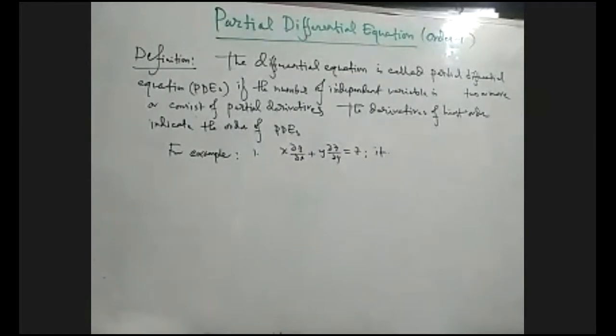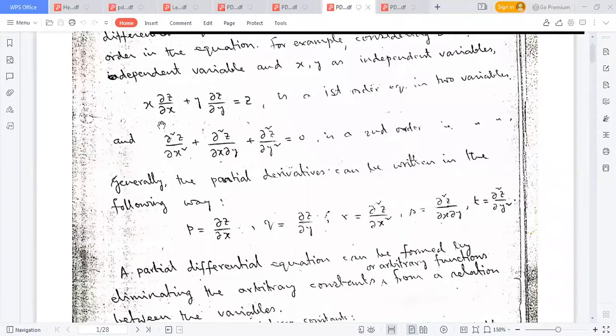It has two independent variables. So there are two examples of partial differential equations. One is x del z del x plus y del z del y equals z. Here z is the single dependent variable and x, y are two independent variables. This is why it is called a partial differential equation, and it contains a single partial derivative. This is why it is called a first order partial differential equation of two variables.